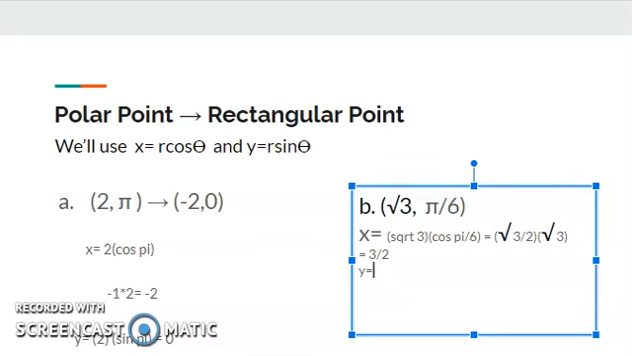And y is equal to r sine theta. So square root of 3 times the sine of pi over 6. Sine of pi over 6 is 1/2, so 1/2 times square root of 3 equals square root of 3 over 2. So our rectangular coordinate is (3 over 2, square root of 3 over 2).